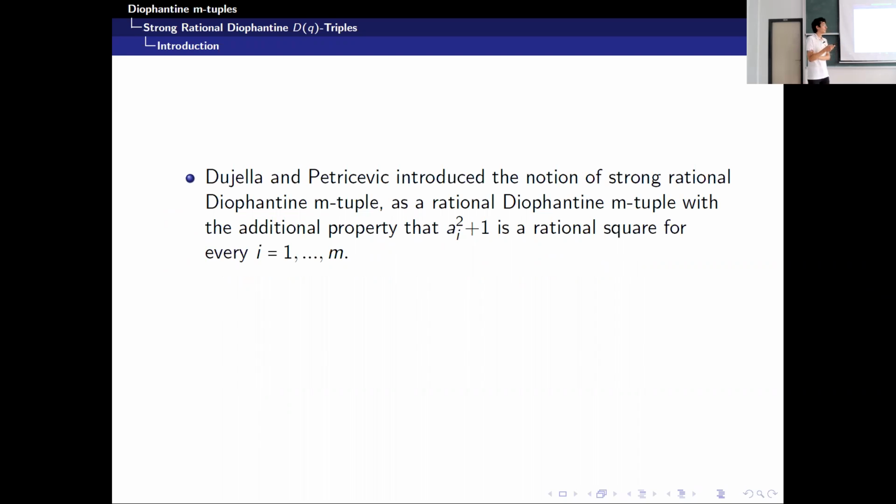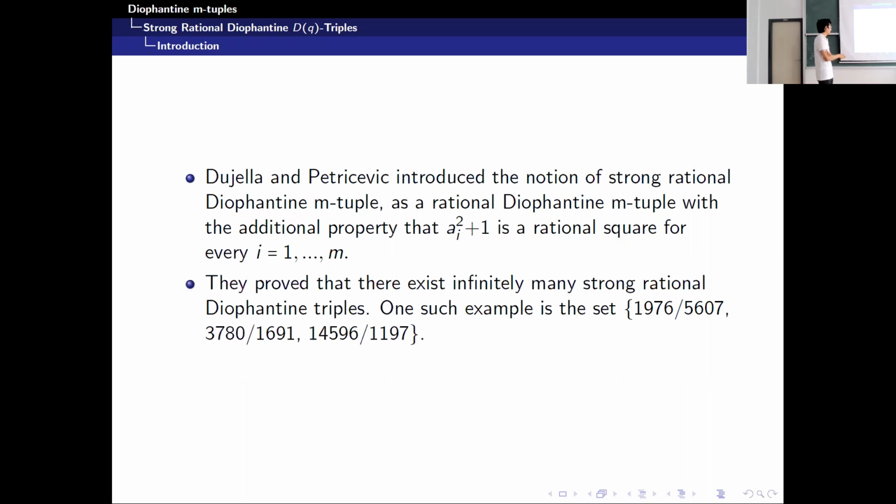We already know that the definition of a Diophantine m-tuple states that a_i a_j plus 1 is a perfect square, where i and j must be different from each other. After this, Dujella and Petrović made an addition to this definition: a_i squared plus 1 must also be a perfect square. This type of set is a strong rational Diophantine m-tuple. They also proved there exist infinitely many strong rational Diophantine triples. You can see an example here.